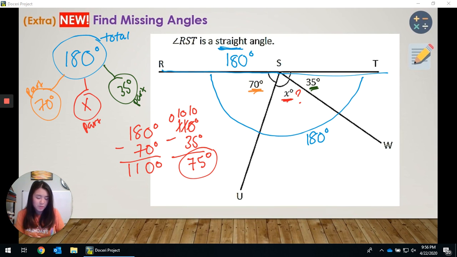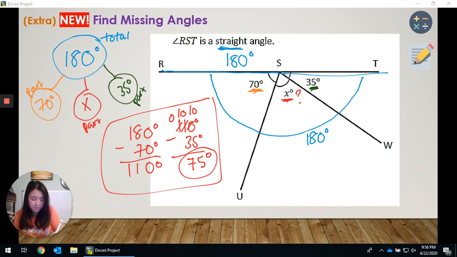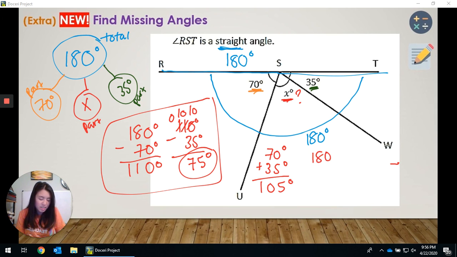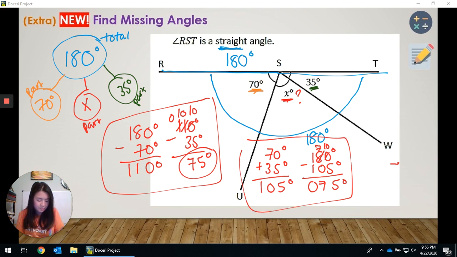Or there's a different way you could have solved this. I know some of you probably did this too, so this is one way. Or you could have added 70 degrees plus 35 degrees and gotten 105 degrees, and then just subtracted 105 from 180. And look at that. We get the same answer. So 75 goes there. That's what we think the answer is.